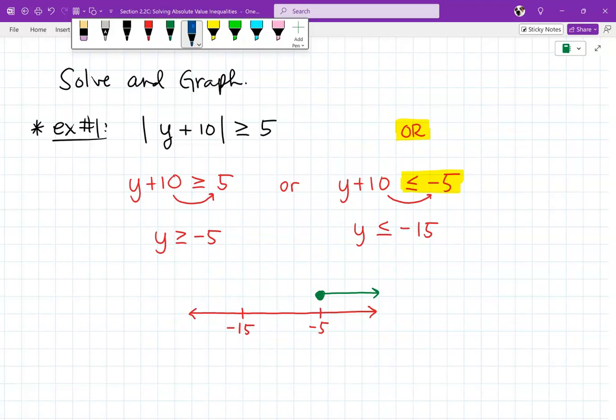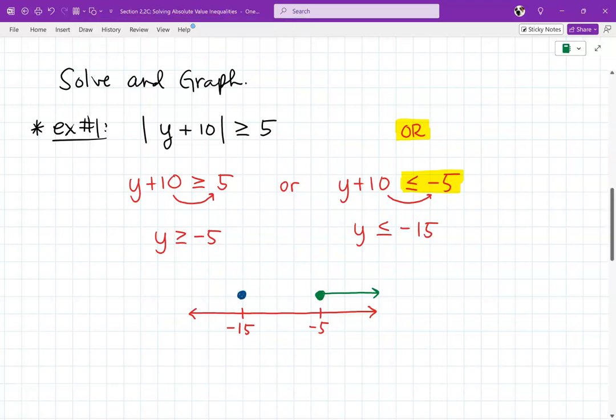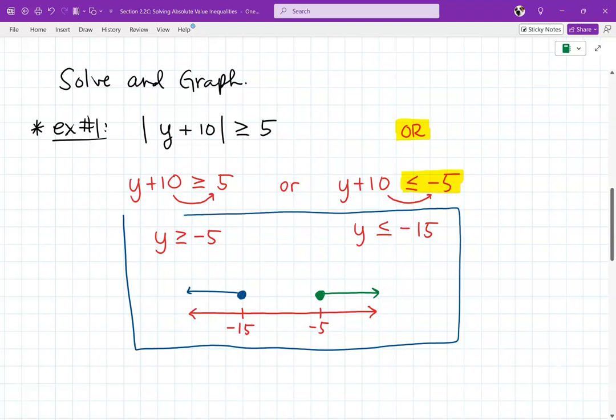The second one, it says y less than or equal to negative 15. So another solid dot. Which direction? Left. Okay. I'm going to follow the arrows because my variables are on the left side. So then whichever way they point, that's the way I go. And I'm done. That's it. Okay. And that looks like an OR. So here we go. This is finished.